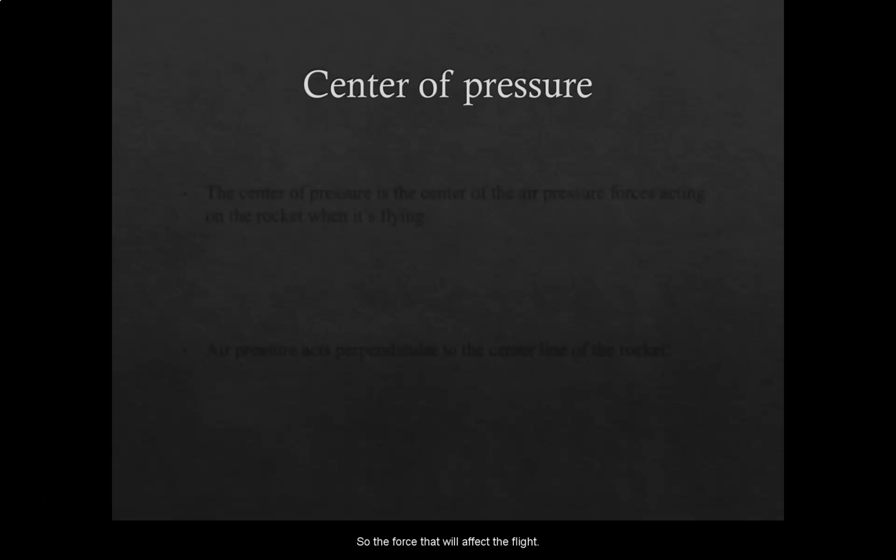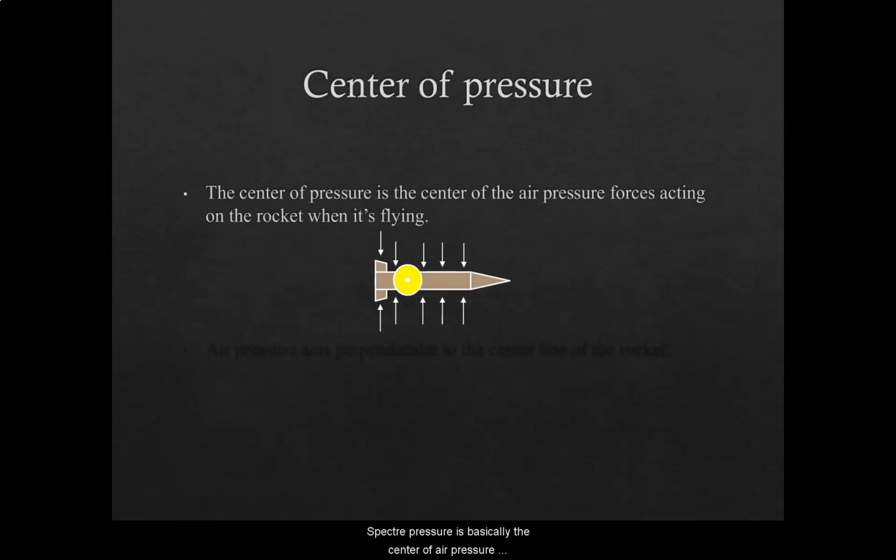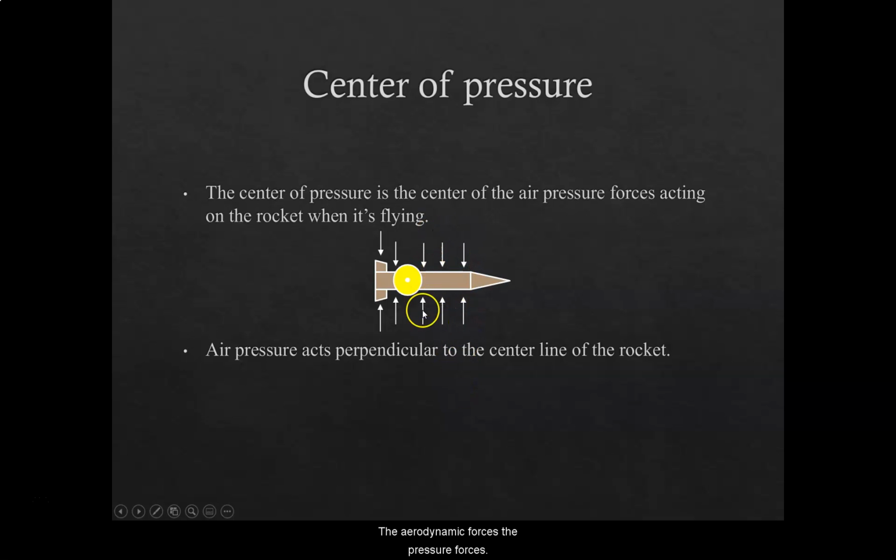So the force that will affect the flight and the rotation of the rocket is the aerodynamic force of flying through the atmosphere. And where that force is centered on the rocket is the point known as the center of pressure. That center of pressure is basically the center of the air pressure forces acting on the rocket when it is flying. So we've indicated the center of pressure here with a circle with a dot in the middle of it. The aerodynamic forces, the pressure forces, act on a line that is perpendicular to the center line of the rocket shown by my cursor, moving back and forth. So they're pushing inward on the rocket, and that's just due to air pressure.